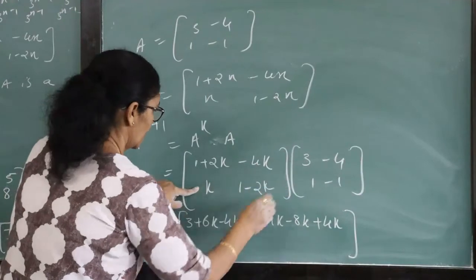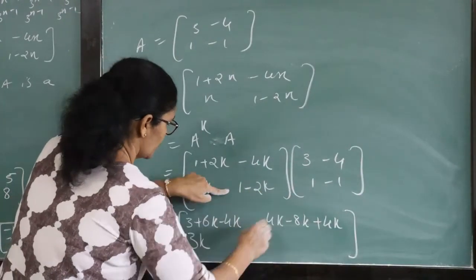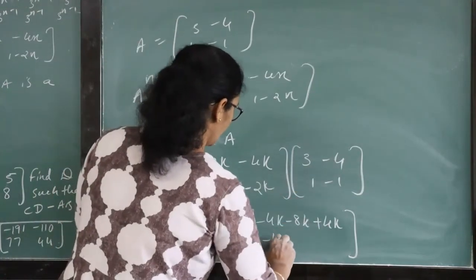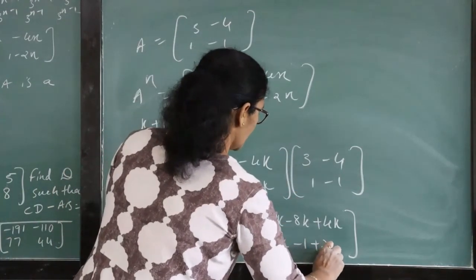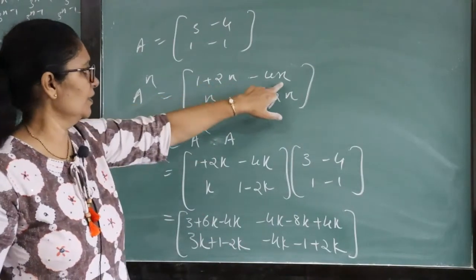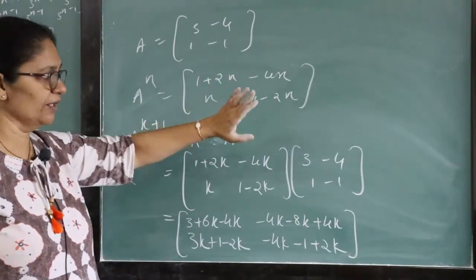Third, 3k plus 1 minus 2k and last minus 4k, minus 1 plus 2k. When you solve it, you get k plus 1, k plus 1, k plus 1, k plus 1 here, and rest procedure is same.